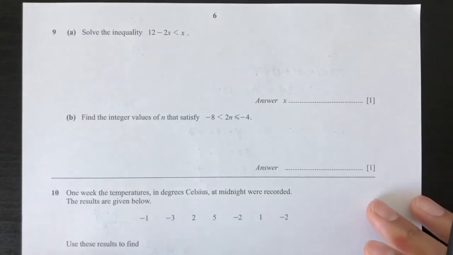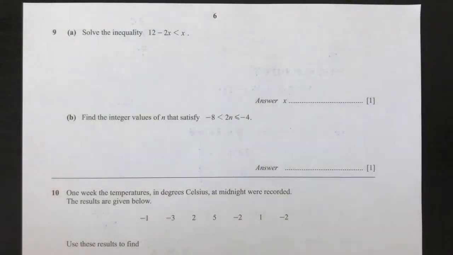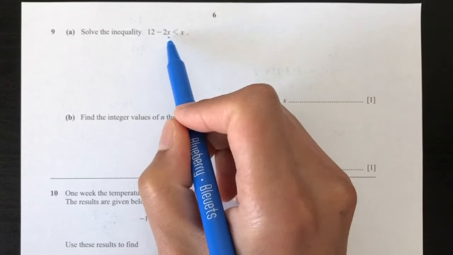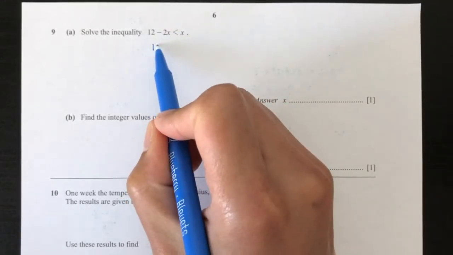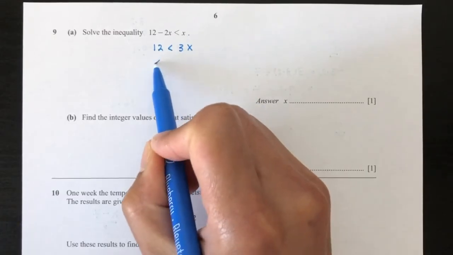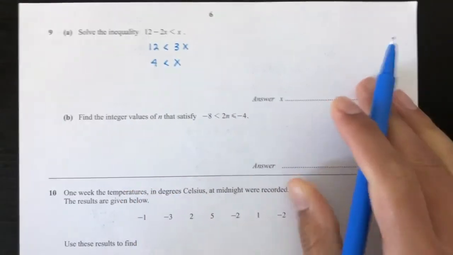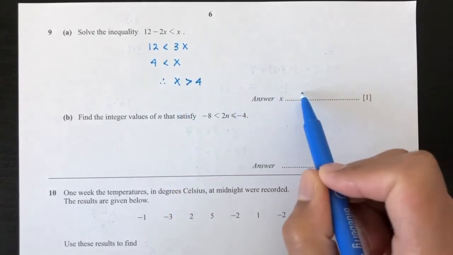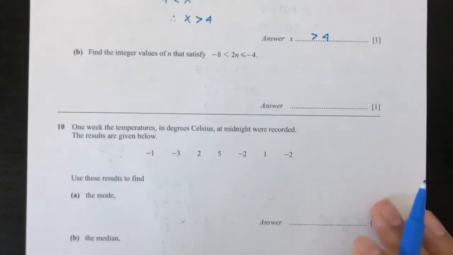And let's move on to question number 9. So here we have to solve the inequality. So make x become your subject of formula, right? So we can send everything to one side. You will have 12 less than 3x. So divide by 3, you will have 4 less than x, which means x is more than 4. That is for part A.